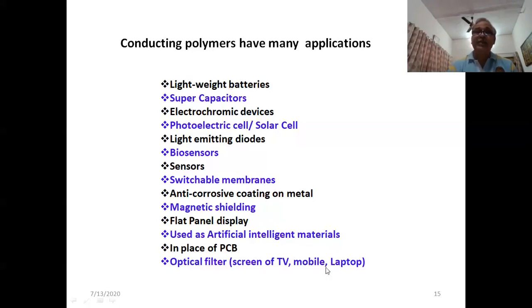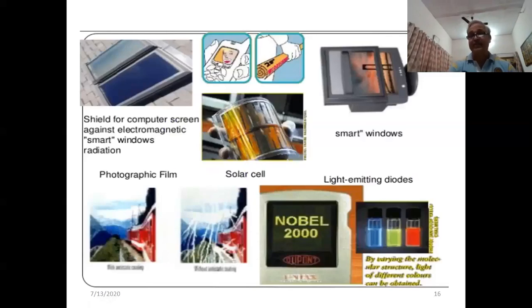So there are many applications of these conducting polymers, and these are some pictures of their use. Conducting polymers are also foldable, so we can fold the polymer like this.